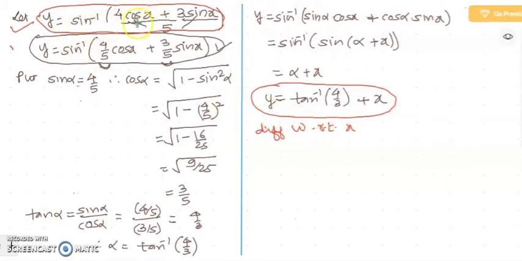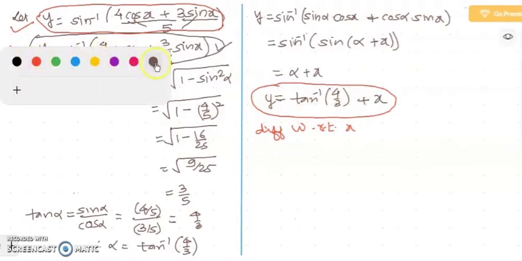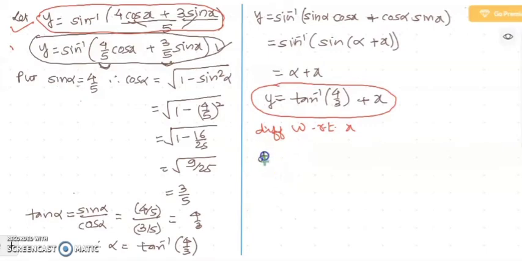Differentiating this expression is quite difficult. Differentiating this expression is very easy, because now, in this differentiation step, we'll have to deal with some simple expressions. So what we get is, after differentiation, dy by dx is equal to d by dx of tan inverse 4 by 3.